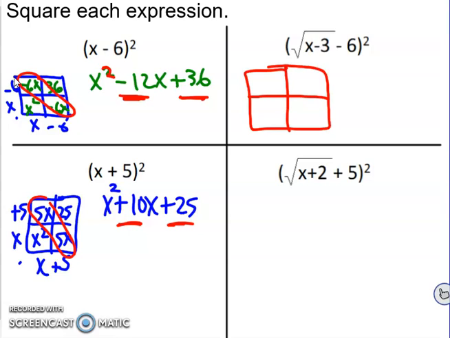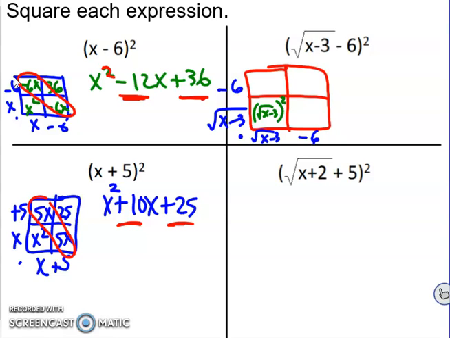All right, so in this problem, we have the square root of x minus 3 and then minus 6, times the square root of x minus 3, again minus 6. So we're taking the square root of x minus 3 times the square root of x minus 3, which means we have the square root of x minus 3 being squared. We're taking it times itself.